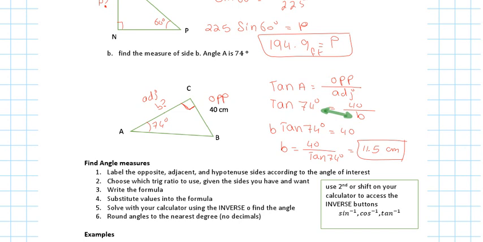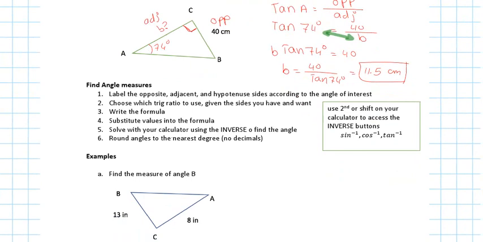And I'm given here an angle and a side. Now, I can also use SOHCAHTOA if I am given 2 sides and I'm looking for an angle. It's the same idea. You label your sides, choose the trig ratio, write the formula, and sub the values in the formula. The only difference is that because you're looking for an angle, you have to do the inverse operation, which is sine inverse, cos inverse, or tan inverse. On your calculator, that would be second or shift, then sine, cosine or tan.